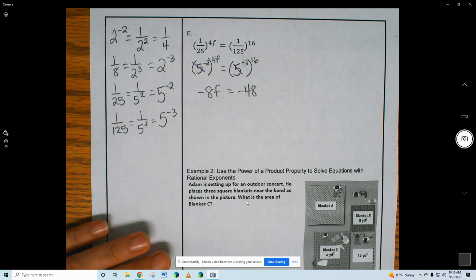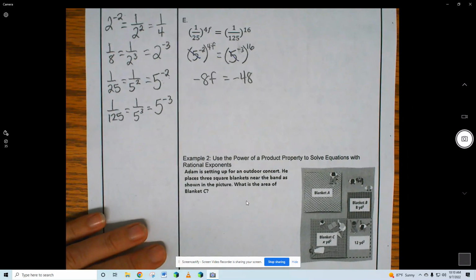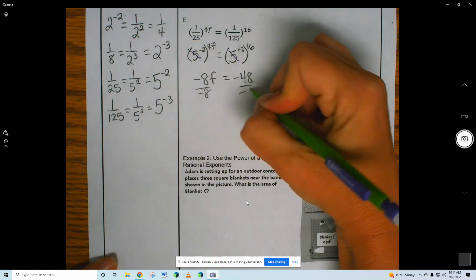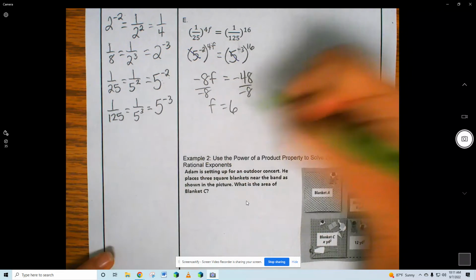Okay. Solve for f. Divide by negative 8. F equals 6.